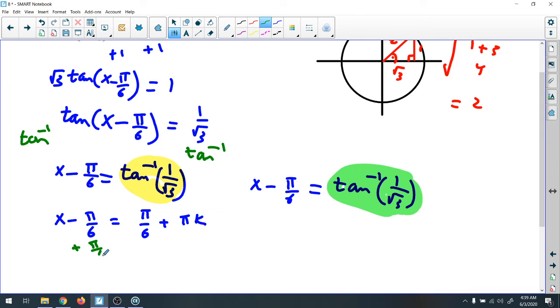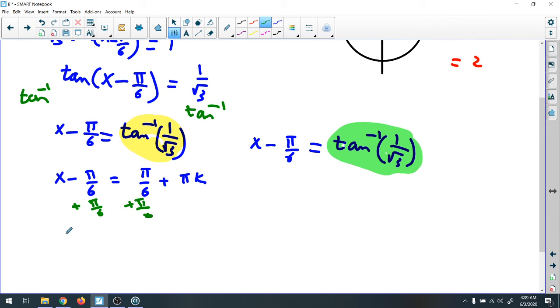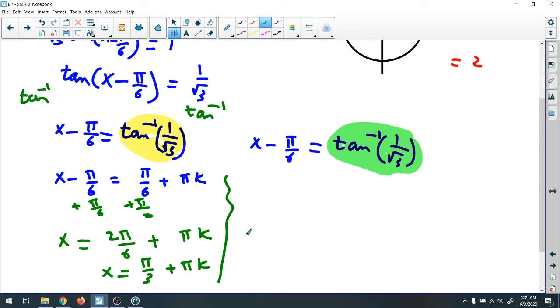over 6 to both sides. Then the first angle will be pi over 6 plus pi over 6, which is 2 pi over 6, plus pi k. Dividing by 2, it will be a third. So x equals pi over 3 plus pi k. This is the first solution.